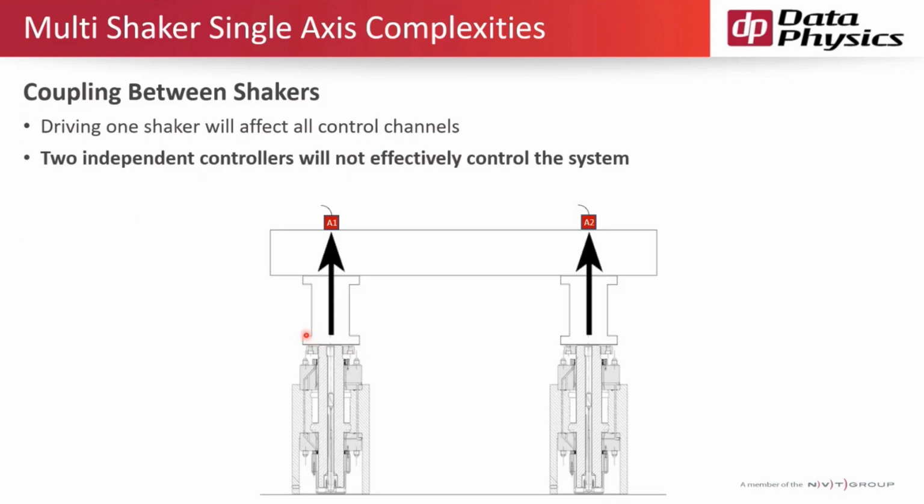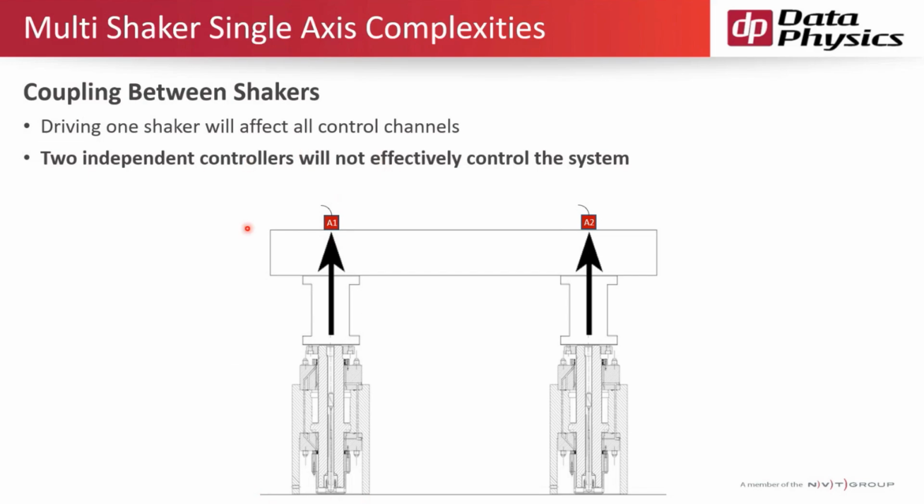So starting with the coupling between two shakers, the fundamental problem with using a single shaker controller on a multi-shaker single axis test is that it does not account for cross-coupling between two shakers. And what do I mean by that? If I drive this shaker on the left, I'm going to get a response from my control accelerometer on the left, and I'm also going to get a response from my control accelerometer on the right. That response is going to be different than the response I get on the left. And vice versa, if I drive the shaker on the right, I'm going to get a response from accelerometer 2 and accelerometer 1.